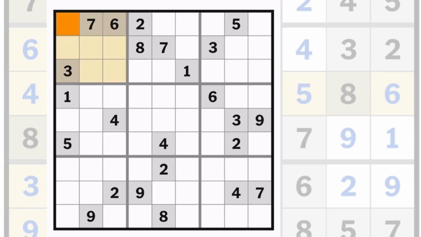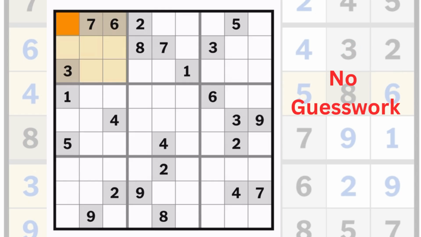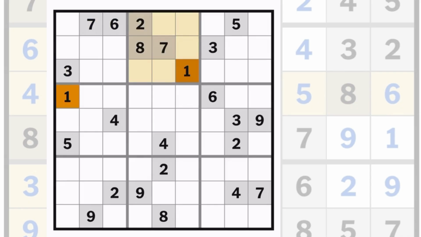Today we will try to solve the Sudoku Hard Puzzle of NYT. I'll be following my strategy. There will not be any guesswork. We'll start with number 1. We'll see whether there's any cell where number 1 is unique. We don't find any such cell. Then the second part is that we try to see whether there is any cell where number 1 is a likely candidate in any block or row or column. That also we are not finding here.